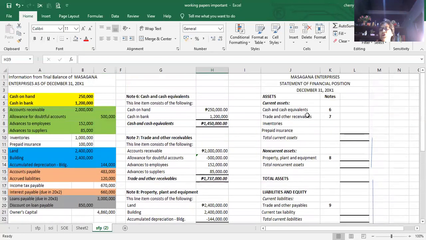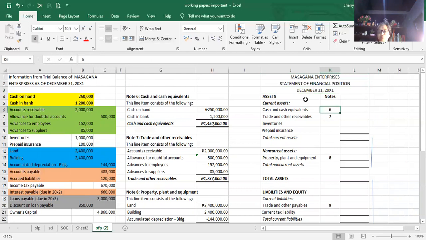Okay, let's go to the preparation of the balance sheet. So the pro forma is Masagana Enterprises. We're going to write down the name of the company. Then statement of financial position, the second line for your heading. And then December 31, 2000X1. So remember that it is to be prepared as of a given day.